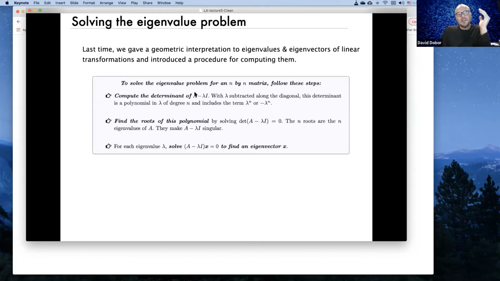That's how we found the lambdas. We set the determinant of A minus lambda I to 0. That's what we mean by A minus lambda I being singular. Its determinant is 0. And those lambdas that make that determinant 0 are the eigenvalues by definition. I hope all of this makes sense from last time.